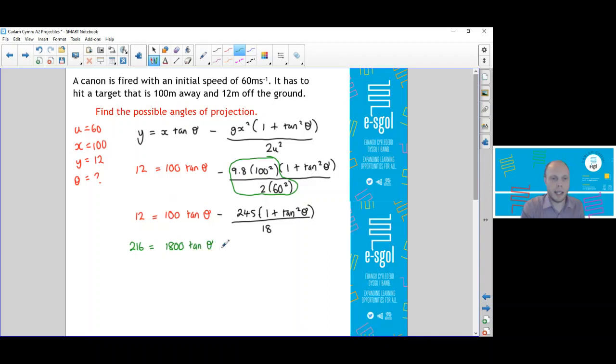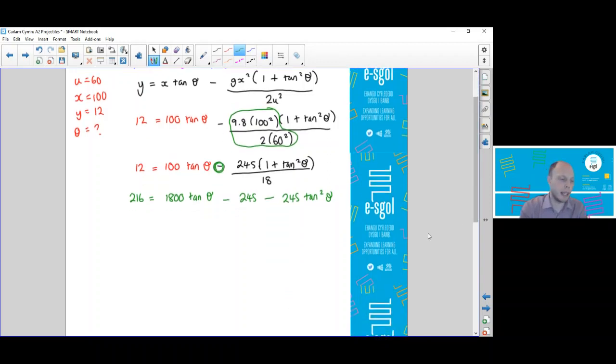That gives me 216 equals 1,800 tan theta, and I can expand this out now as well because it's not part of the fraction anymore. That gives me minus 245, and be careful because this minus affects everything, minus 245 tan squared theta. All we need to do now is tidy that up into something that looks a bit like a quadratic. I don't want this negative tan squared if I can help it, so I'm going to bring everything over to the left hand side.